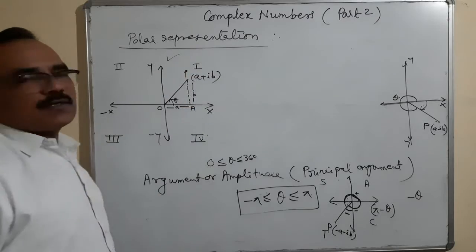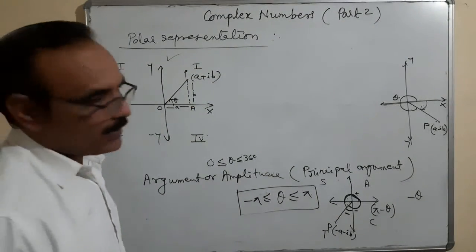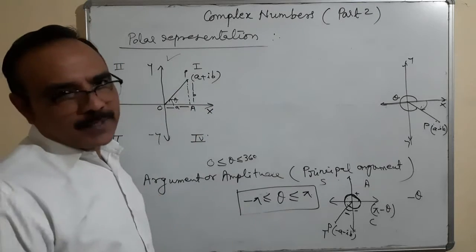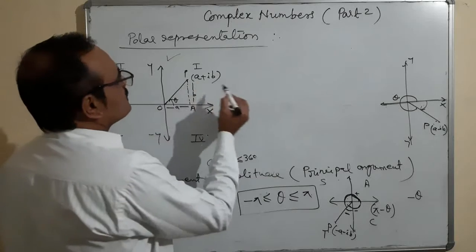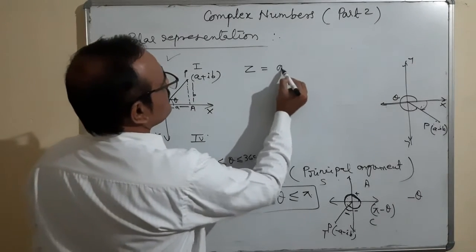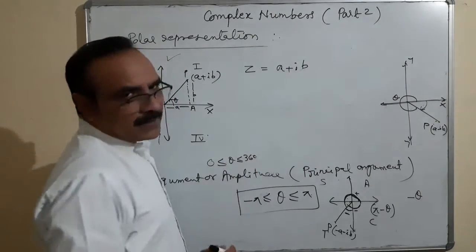Suppose this is the point P in the first quadrant, and we are going to represent it in the polar representation. Polar representation means we are going to change it into the form of trigonometric terms. Z is equal to A plus iB. This is the value of Z.